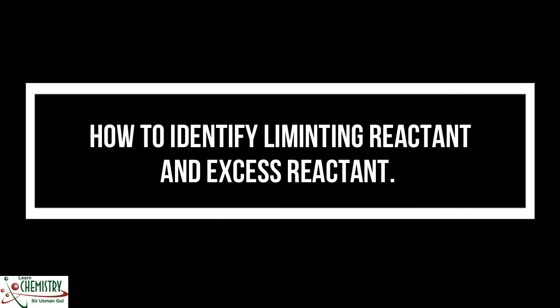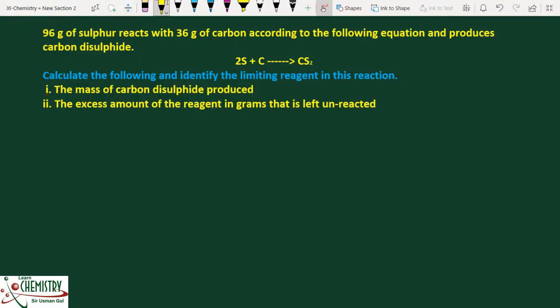Okay, now how to identify limiting reactant and excess reactant. Basically this is a type of stoichiometric calculation. Now this is the simple question: 96 gram of sulfur reacts with 36 gram of carbon according to the following equation. This is the equation, and we need to identify the limiting reactant, and then we have to calculate the mass of carbon disulfide and the excess amount of reactant in the given equation.